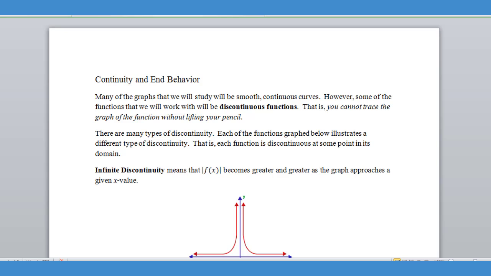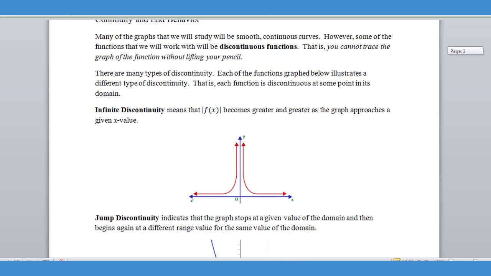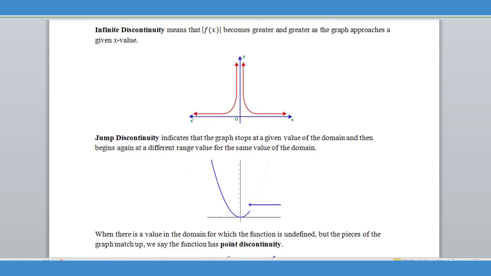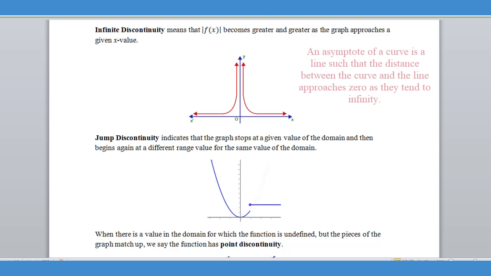Now, we want to introduce to you the different types of discontinuity in this first video of this lesson. We've got a nice visual here that goes along with each definition. We have three types of discontinuity. First, infinite discontinuity. As we approach a certain value in x, the output value just continues to get greater and greater all the way to infinity. This creates what we briefly discussed in class as an asymptote, so you can remember that term.